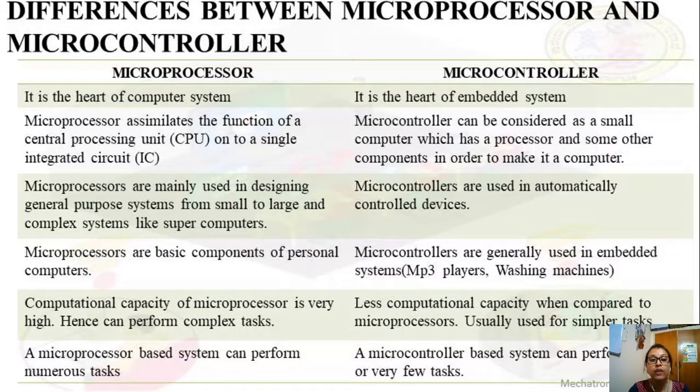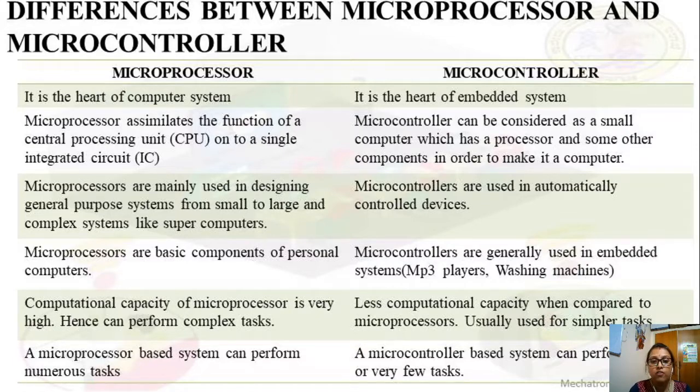Next, the computational capacity of a microprocessor is very high, hence it can perform all the complex tasks. Whereas a microcontroller has less computational capacity when compared to a microprocessor. So usually they are used for simple and specific tasks. For example, a refrigerator is only for cooling, a microwave only for cooking. Like that, microcontrollers are used only for simple and specific tasks.